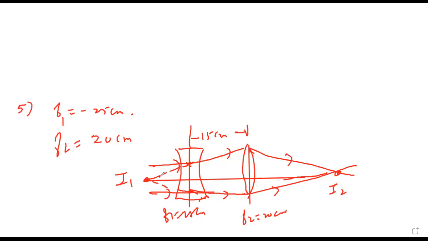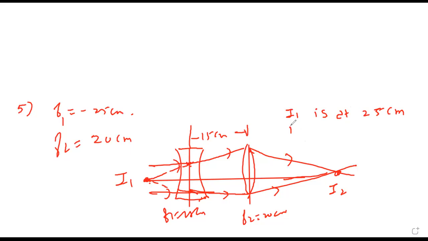So diverging lens is giving the image on the left hand side. At what distance, they have not given. Image formed by diverging lens is at focus, correct. So can I say I1 is at 25 centimeter, because when parallel beam is incident on concave lens, then they appear to diverge from a point. That point is called focus. So I1 is at 25 centimeter, correct?